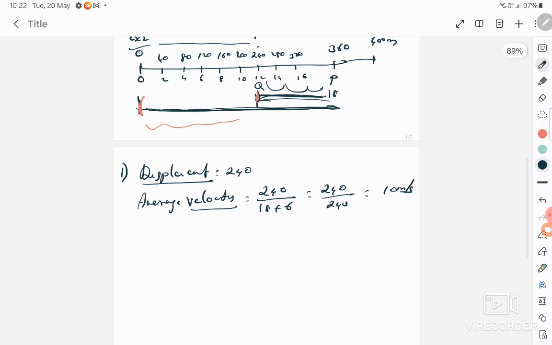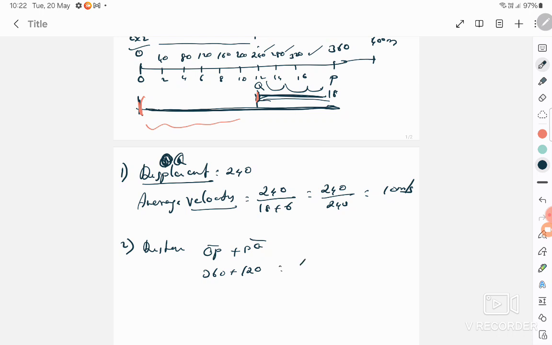Supposing they ask you distance: the object starts from O, reaches P, and after going to P, comes back to Q. What is the distance? The distance will be the total OP distance plus PQ distance. The OP distance is 360, plus the PQ distance, can you see, 40 plus 40 plus 40. So can I say it's 120? Can I add the 120 to it?